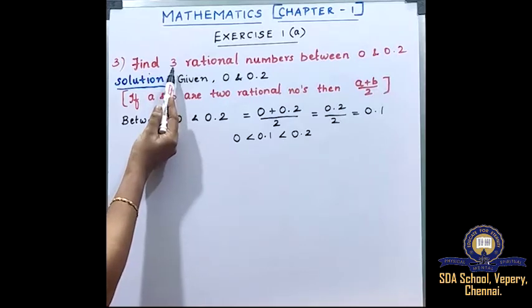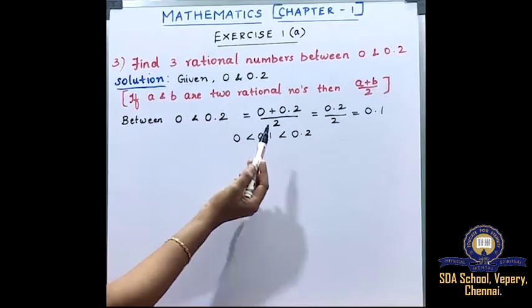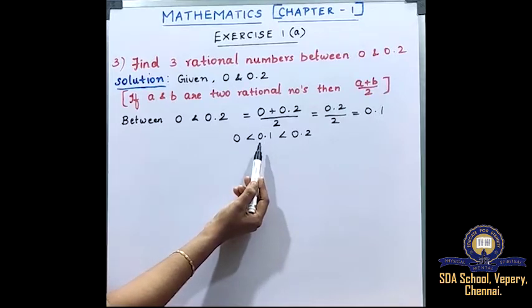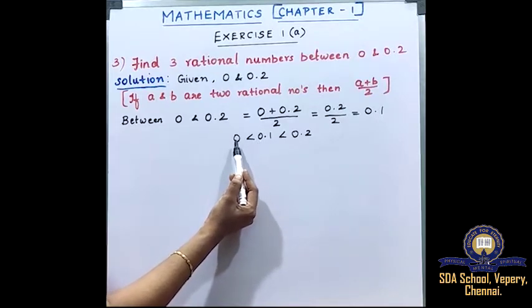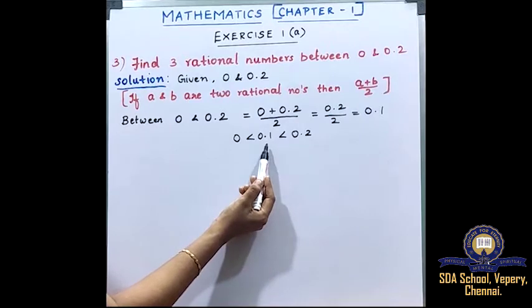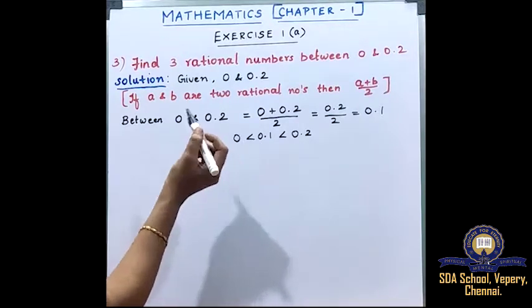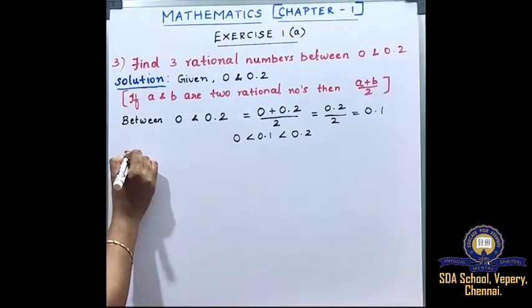So now we need to find two more rational numbers, right? Since we are given, we need to find 3 rational numbers. So we have found one rational number to be 0.1. So we need to find 2 more rational numbers. So we can find between 0 and 0.1 and 0.1 and 0.2. So the second step is between 0 and 0.1.